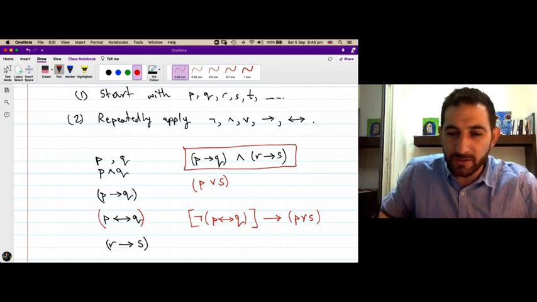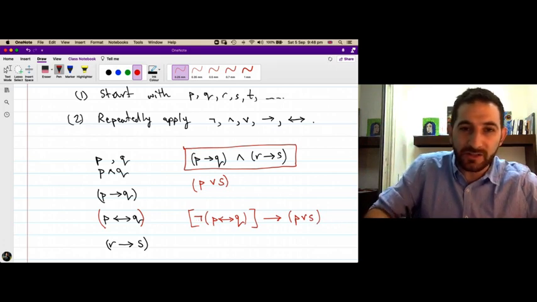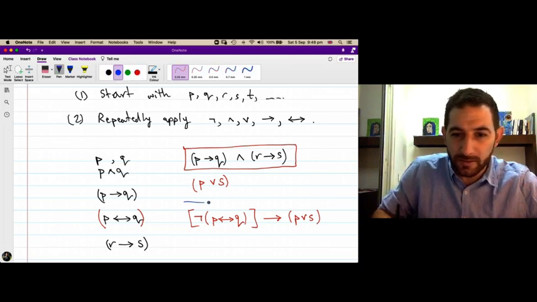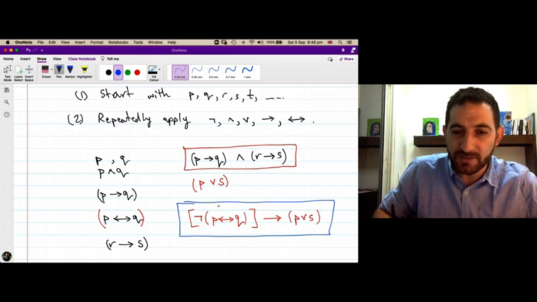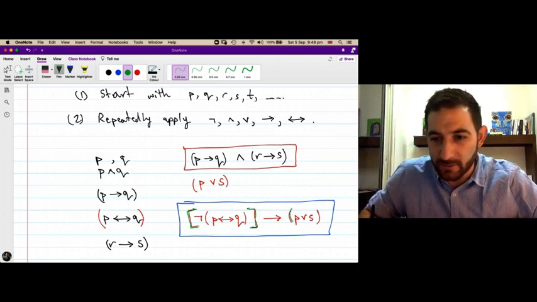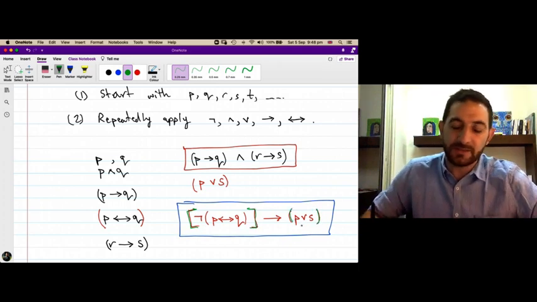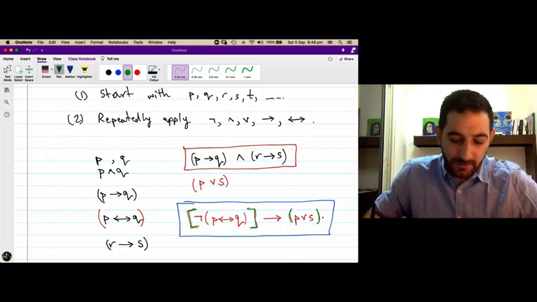Okay, so how do you read this proposition? Now we have a conditional statement. You see, the whole thing is a conditional statement. What is the hypothesis of this conditional statement? It is this proposition. This is the hypothesis and this is the conclusion. So how do we read this conditional statement? We say if not P, if and only if Q, then P or S.